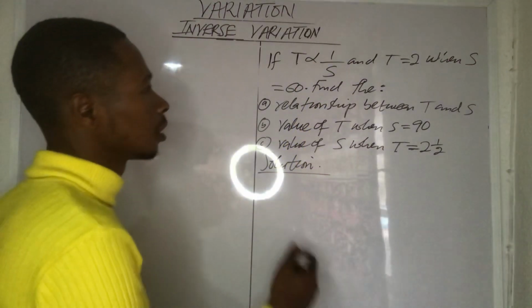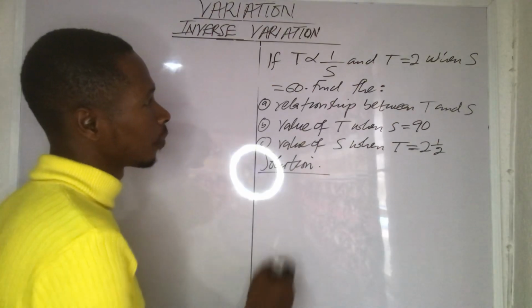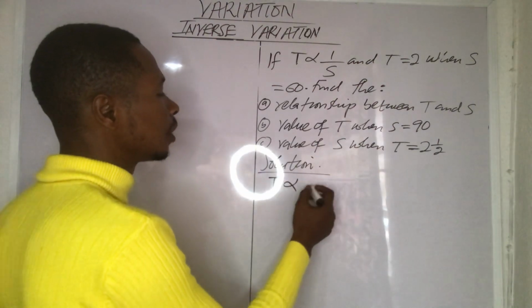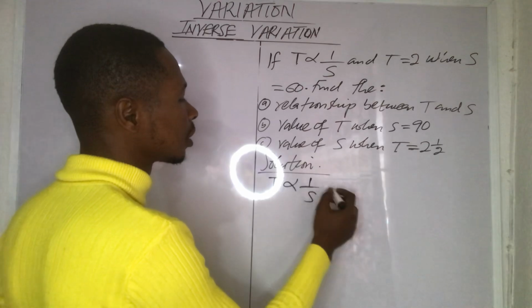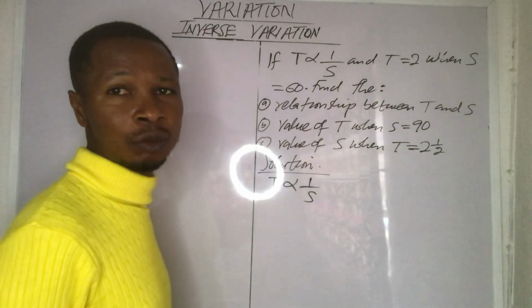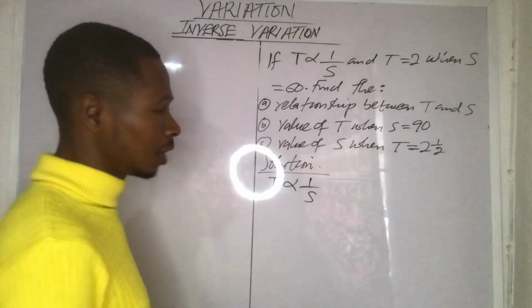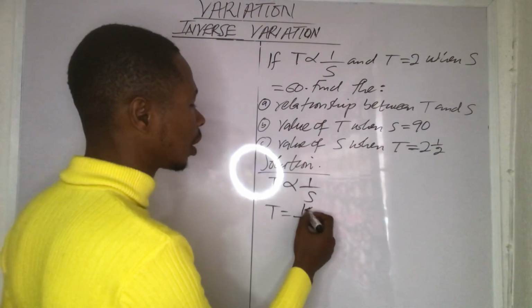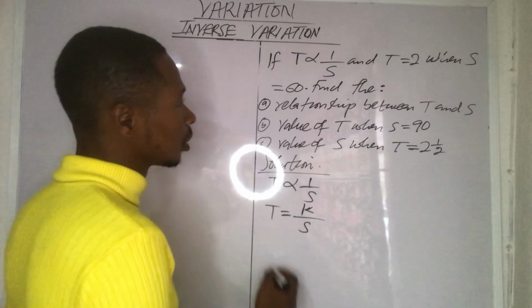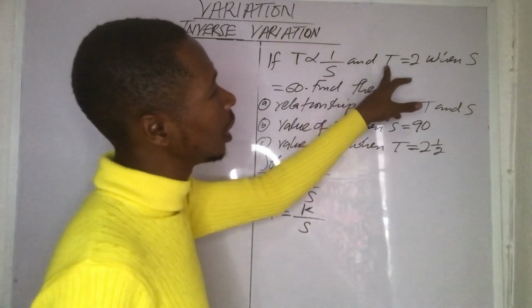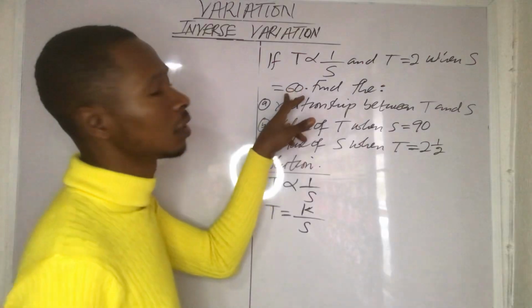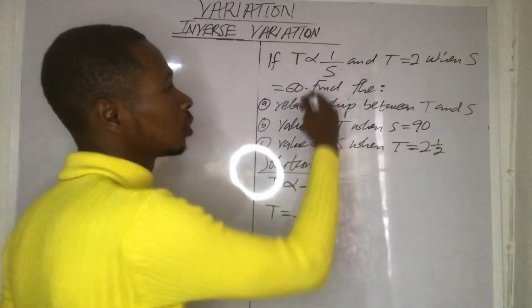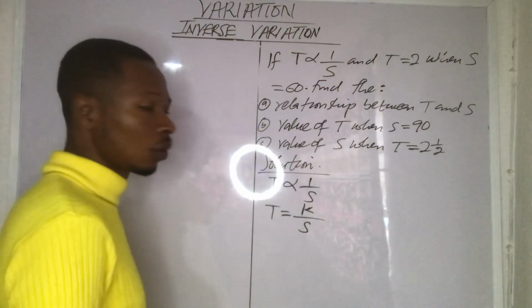So in that case, we want to solve this question. We have t varies inversely with s. I will remove this proportionality symbol and introduce a constant. So I will have t is equal to k over s. Now, t is equal to 2 when s is 60. So the first step is to get the value of my constant.